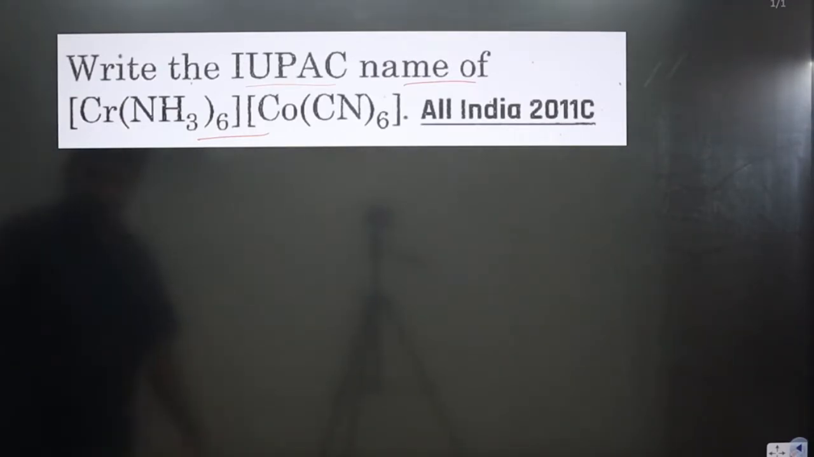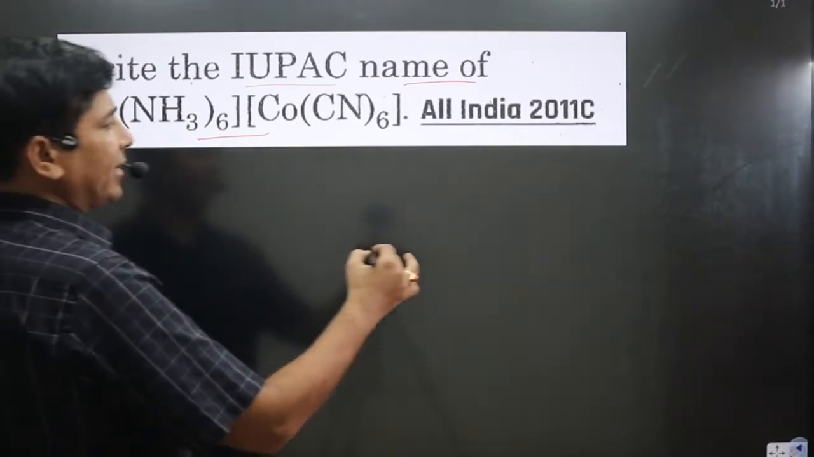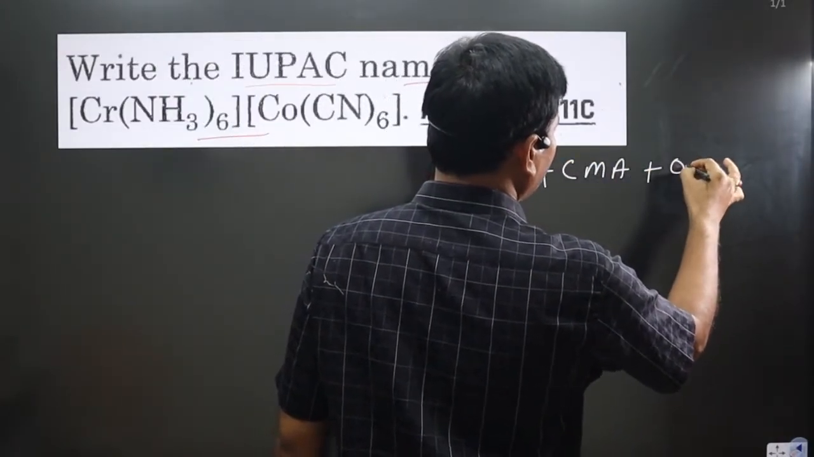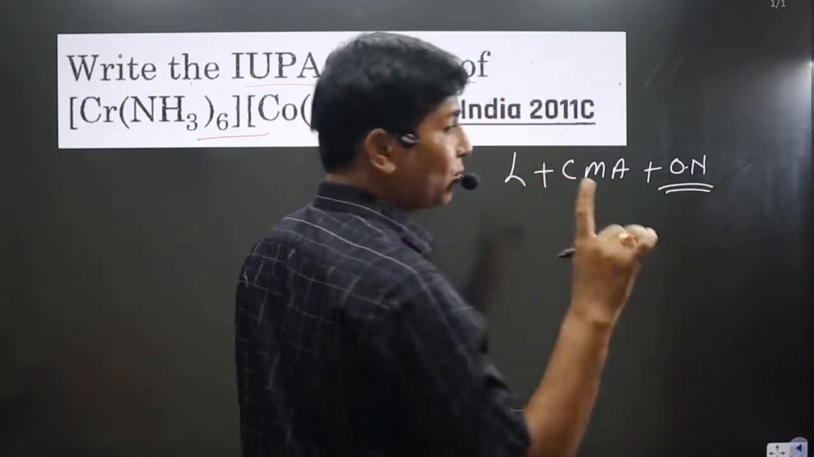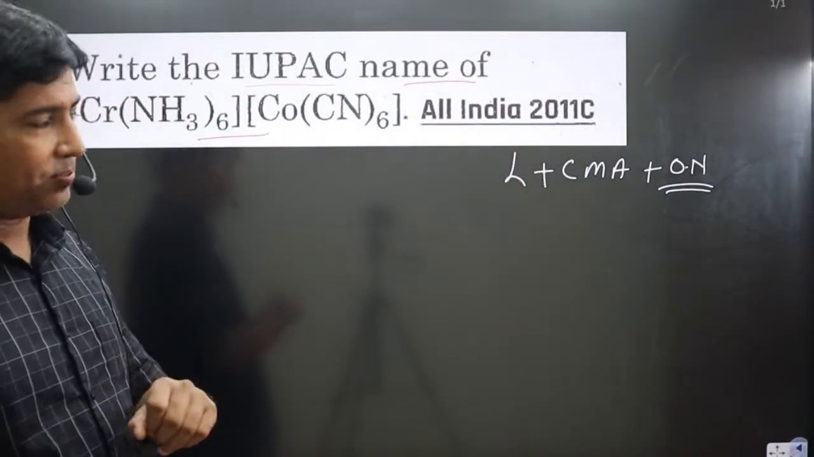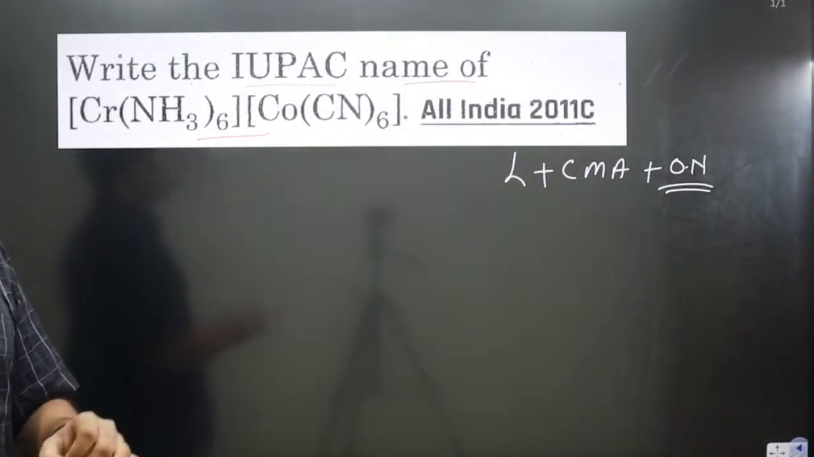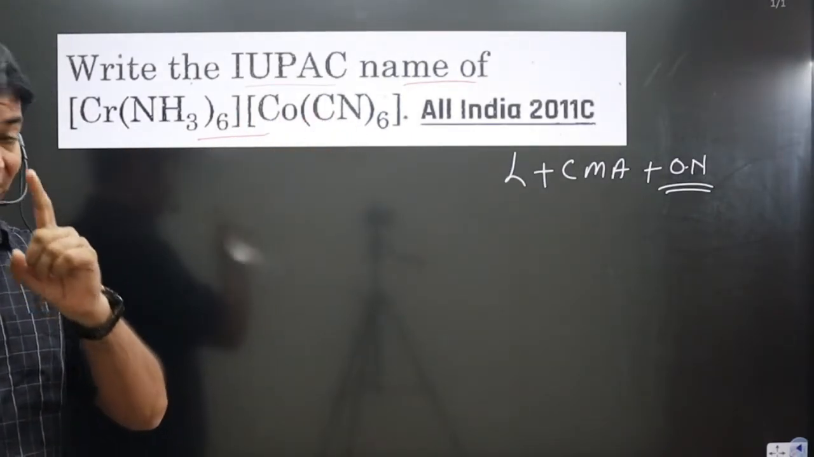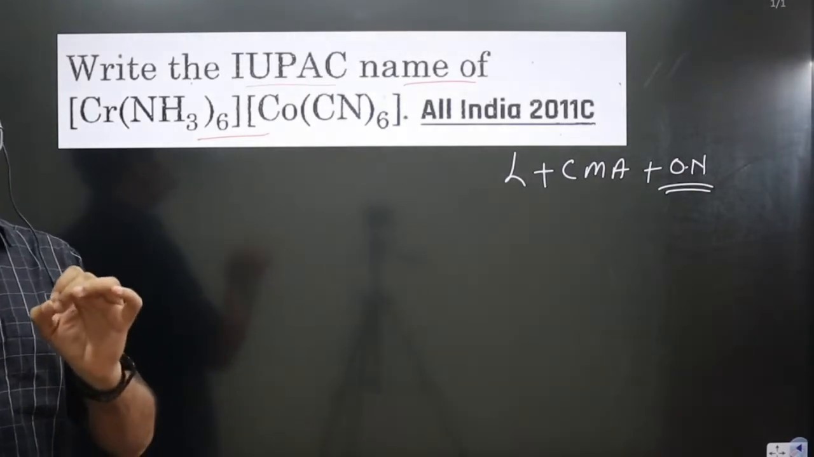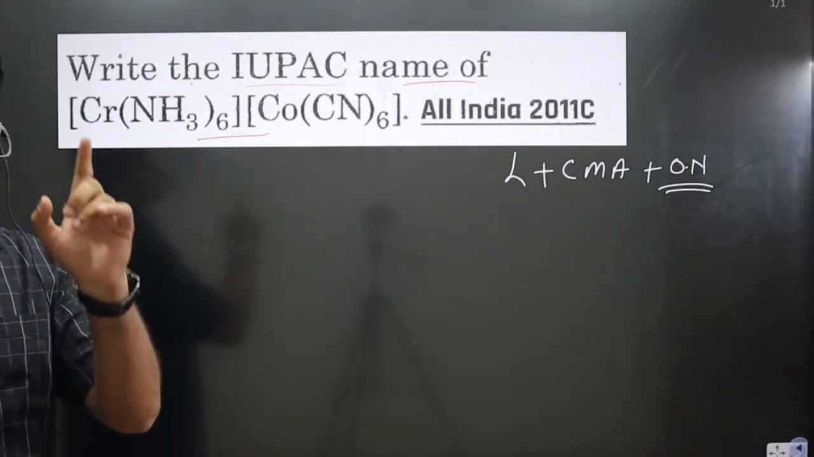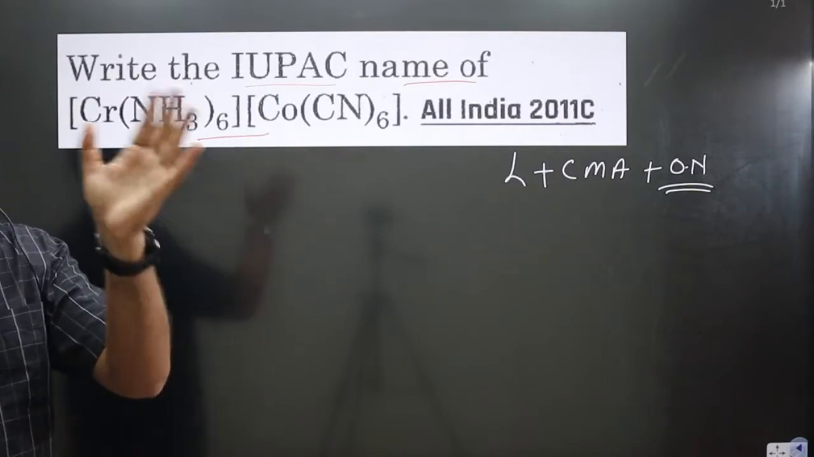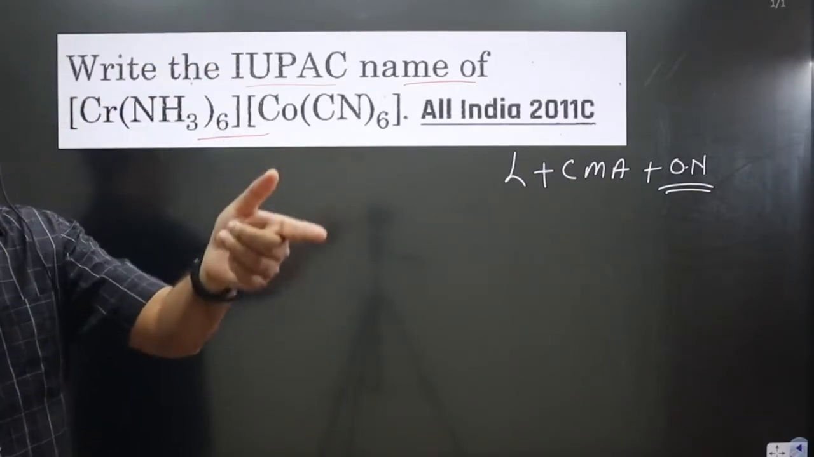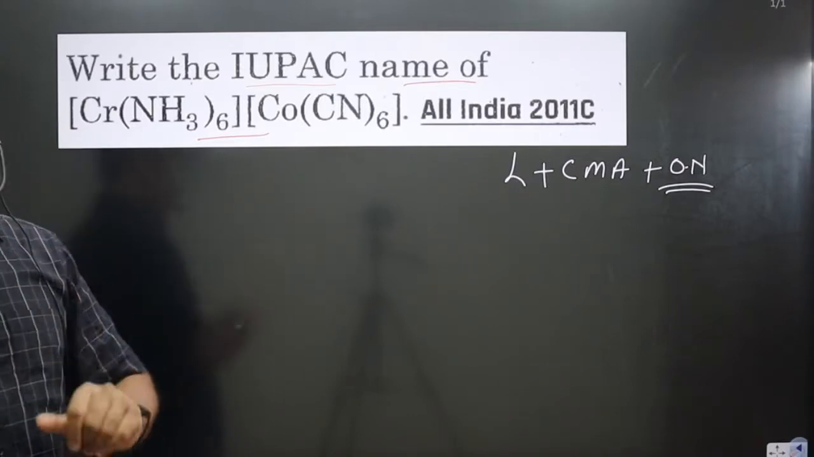Okay, to name the complex we follow the order. First we write the ligand, then we have the central metal atom, and then the oxidation number of the central metal atom in Roman numbers. Next, we identify if the central metal atom is present in the cationic complex or in the anionic complex. Keep in mind, if the central metal atom is present in the cationic complex, we use its common name as given in the periodic table. And if the central metal atom is present in the anionic complex, we use its special name.